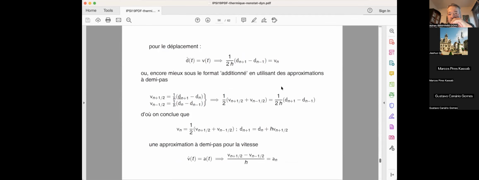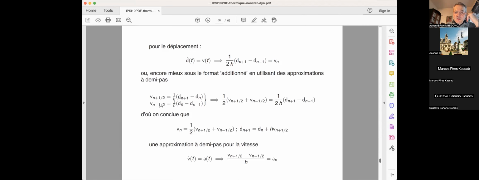an approximation of this first equation, d dot equals v. I can take this with the double step, so that v_n is equal to (d_{n+1} - d_{n-1}) divided by 2h. I can do the same type of approximation with the mid step. That is v_{n+1/2} is equal to 1/h times (d_{n+1} - d_n).